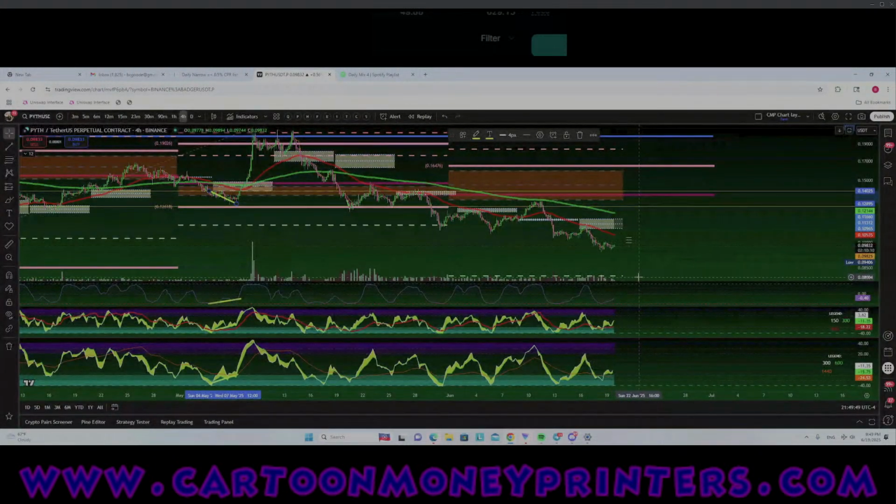Can it come down to this monthly pivot after it left this stack? But this stack, this is the monthly pivot that counted. So maybe it doesn't need to come all the way down to 0.08.